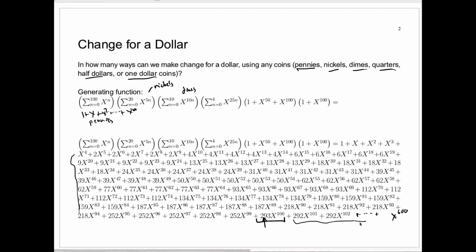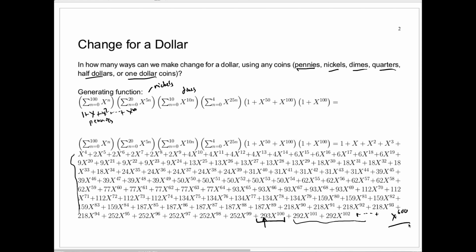For example, the coefficient on x to the 600 answers how many ways can you make change for $6 if you're only allowed to use up to 100 pennies, up to 20 nickels, up to 10 dimes, up to 4 quarters, up to 2 half dollars, and up to one $1 coin. And of course, then the answer, as we've already said, is just 1.